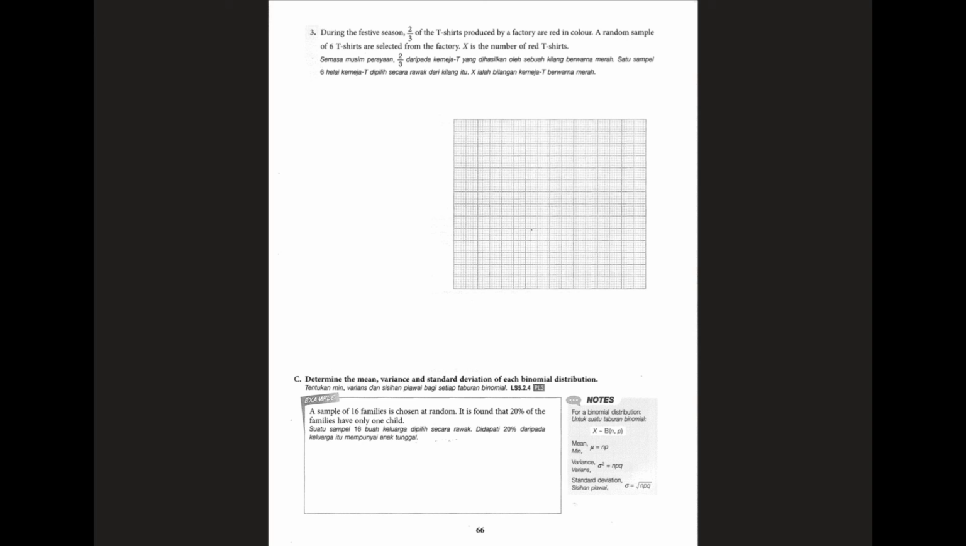And then question again. Okay, now we look at part C also. Part C is where they ask you to find the mean, the variance, and the standard deviation of each binomial distribution. So you see, for a binomial distribution, you can represent it using this format: X followed by a wave, followed by B means binomial, followed by n. We discussed n before, number of trials or number of repetitions.